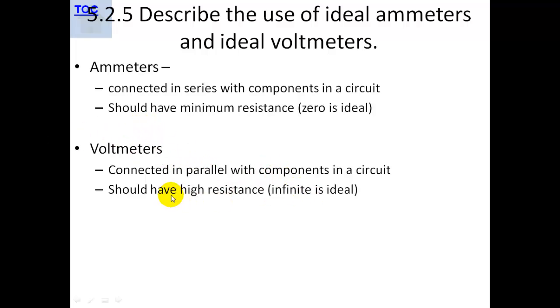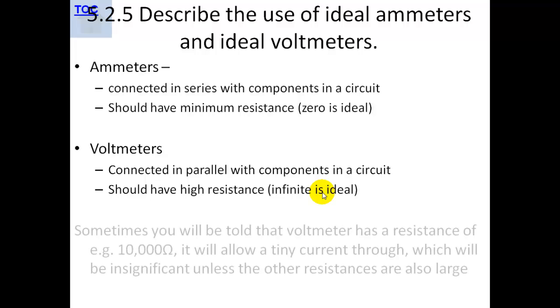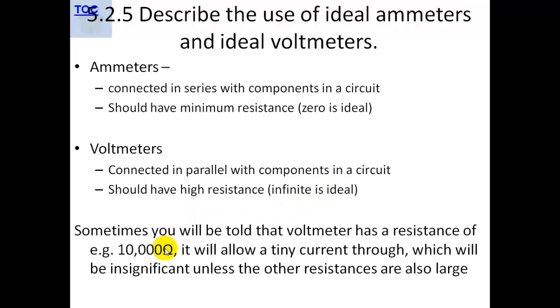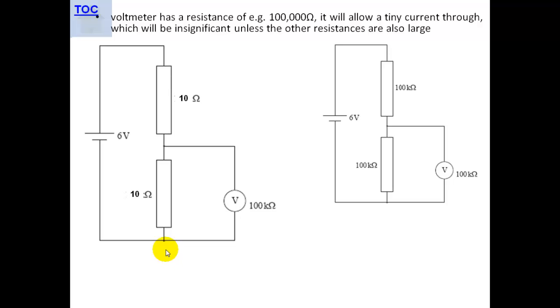So you never connect voltmeters in series with components, because it will block all the current. Sometimes you will be told that the voltmeter has a resistance of 10,000 ohms, which in usual circuits is almost infinity, which means it will only allow a tiny current through. But this will be insignificant unless the other resistances are also large, and we'll look at an example of that now.